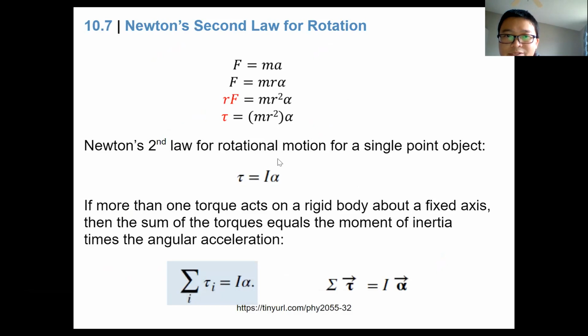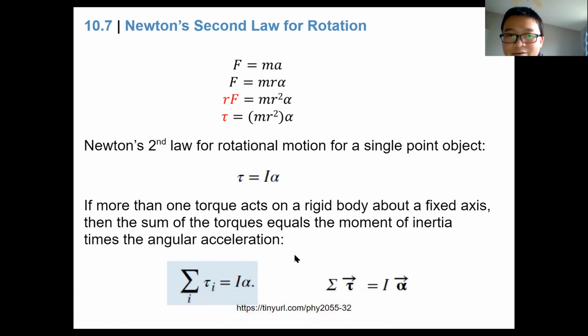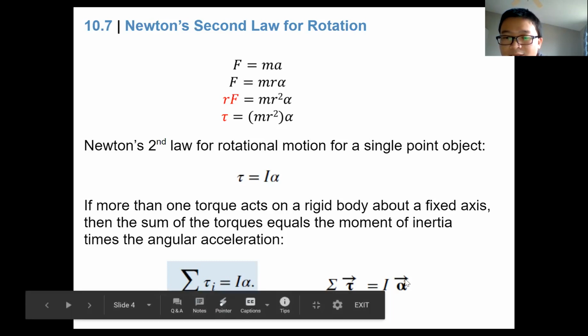So then for Newton's second law, this is similar to the second law in linear motion. In linear motion, F equals m times a, mass times acceleration. In this case, the torque equals moment of inertia times alpha, okay? And for multiple torques, you sum them up and equal to I times alpha, okay? Again, keep in mind the tau should be a vector quantity, so the direction should be the same as the acceleration, the angular acceleration.